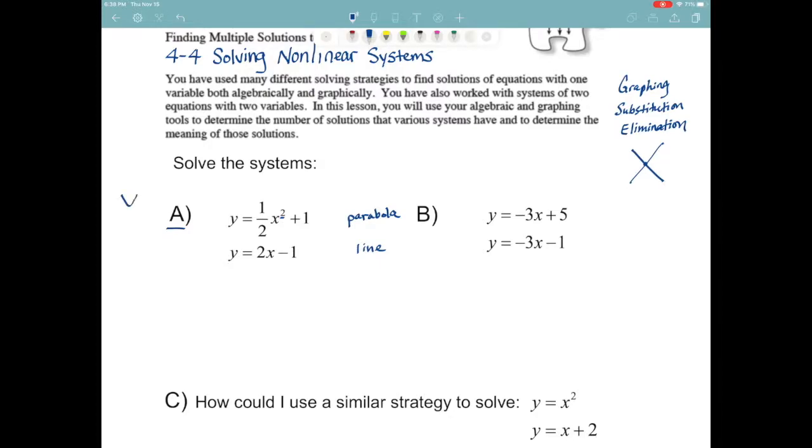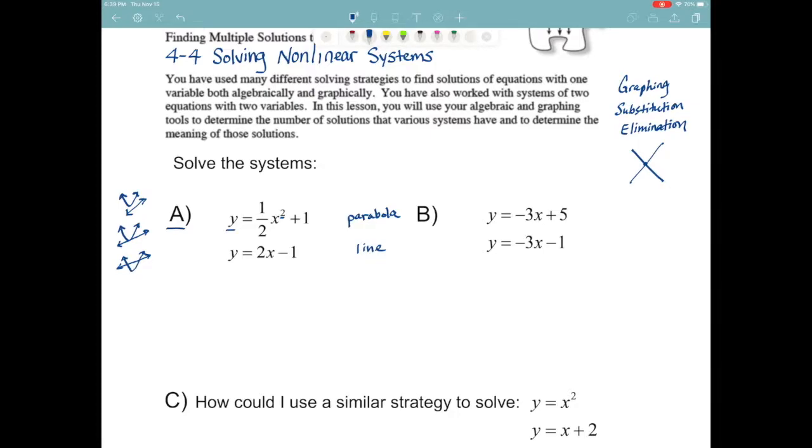If you think about a parabola and a line, they could intersect 0 times. They could intersect at 1 point, or they could also intersect at 2 points. So just looking at these equations, it might be hard to tell. So let's go ahead and solve this to figure out what the solution is going to be.